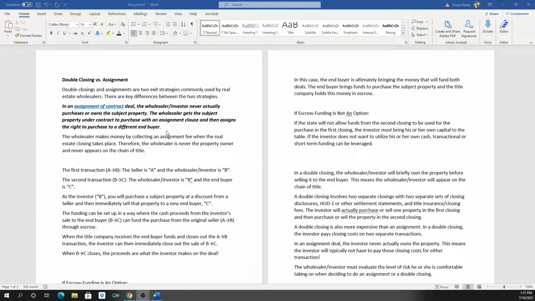That being said, once you sign the contract over to the end buyer, which is the cash buyer, you will collect your fee. Generally, a wholesale fee is between 5 and 10% of the purchase price, and there are a couple of ways you can structure that. I'll talk about that in a minute. But you will get paid at the end closing, which is the closing where the cash buyer at the end buys the property from the original seller. Again, the wholesaler makes money by collecting the assignment fee when the real estate closing takes place.